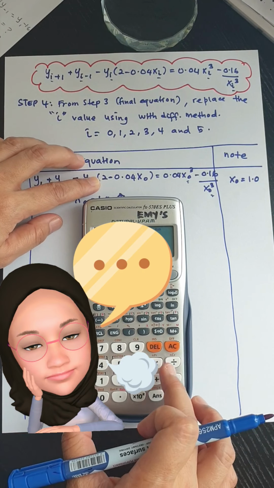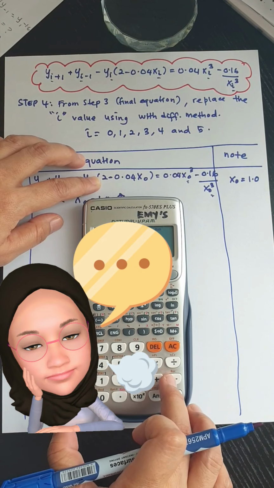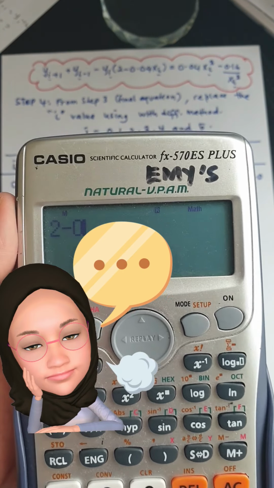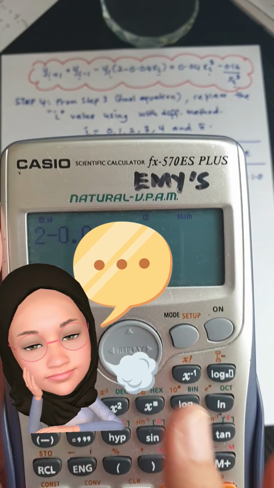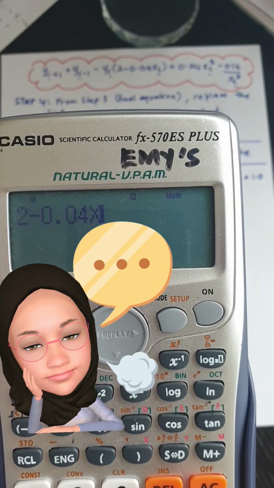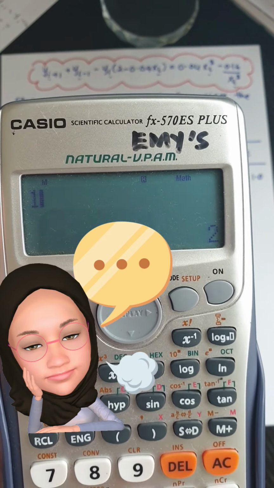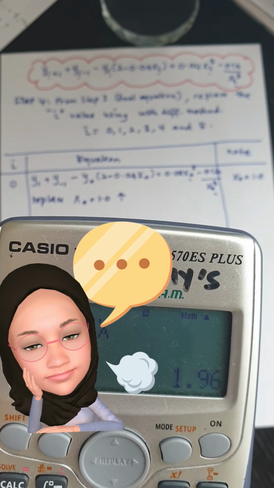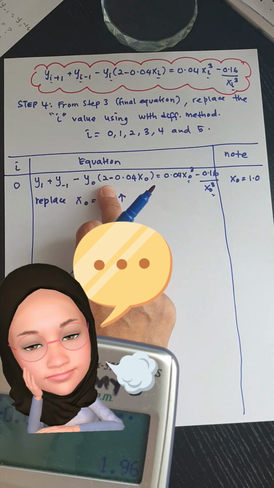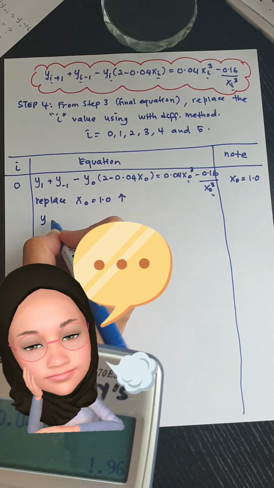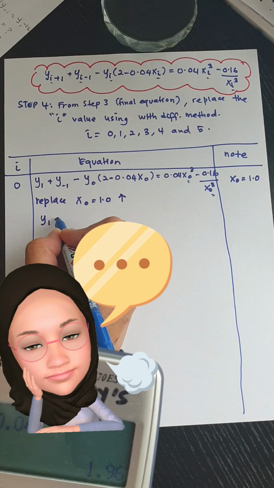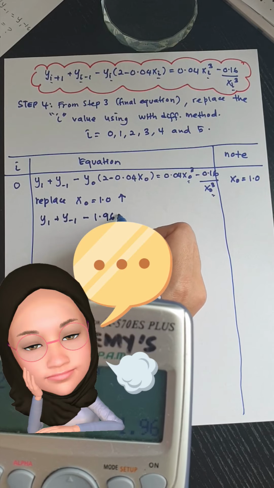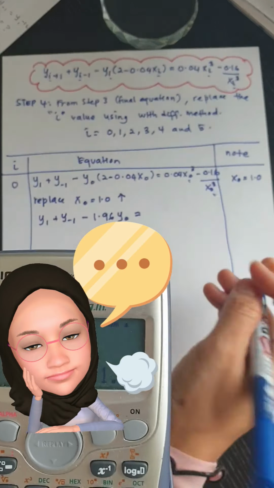So this formula, or this equation, will be 2 minus 0.04x. So alpha x, okay, and then calculate. When x is 1, the value will become 1.96. So you can just replace over here. Okay, so this will make this equation to be 1 plus y negative 1 minus 1.96 y0 equal to this one.